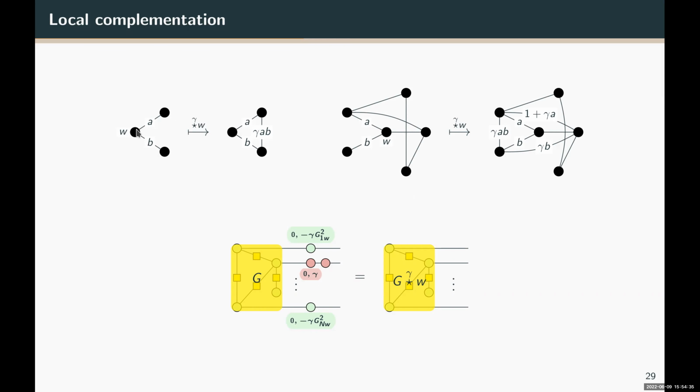For every cone with head W in the graph, we sort of sum a weight onto the edge between the feet of the cone, which is weighted by the value for the local complementation, the weight for the local complementation, and the corresponding weights for each of the edges. And this time this does work for gamma equals 0, but it's just the identity then, so not particularly interesting.